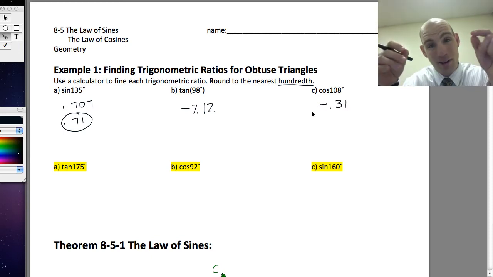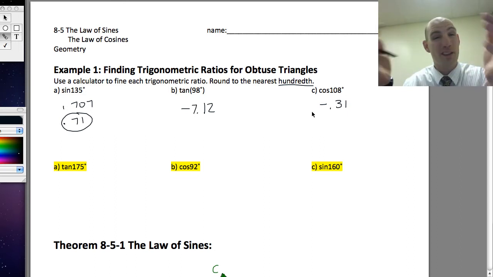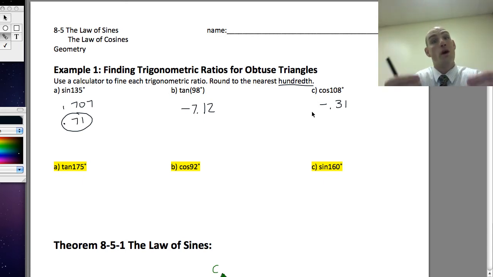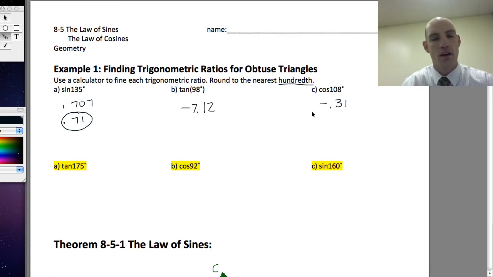I got a couple of new things here. I got some negative values. I got some really big values. It's important that we do these to understand that those are acceptable values. Those are things that we can get. Not typical of what we get from a 90-degree triangle, but we can still get those when we're dealing with the trig ratios of larger angles. So why don't you go ahead and try these three in yellow, see what you get, and then we'll talk about those in class. All right?